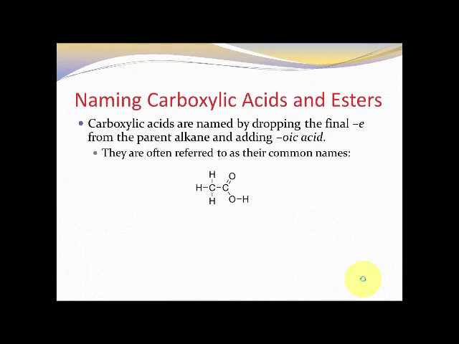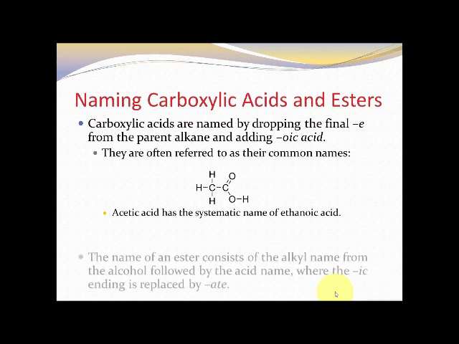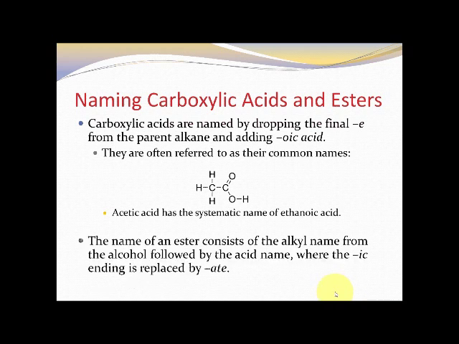To name them, for carboxylic acid, you drop the final E and add OIC acid, and then they're often named as their common name. So like, if you've ever heard of acetic acid also being called ethanoic acid, it's the same thing. That's just their common name. And then an ester has ATE at the end.